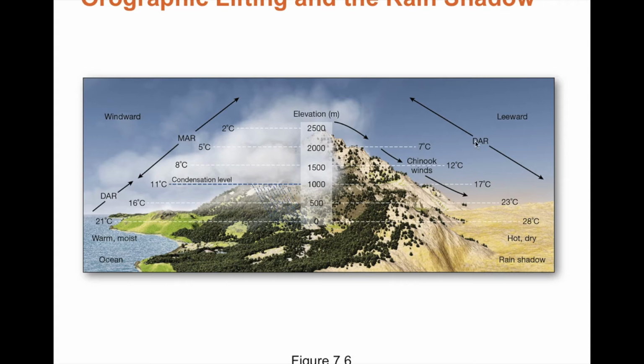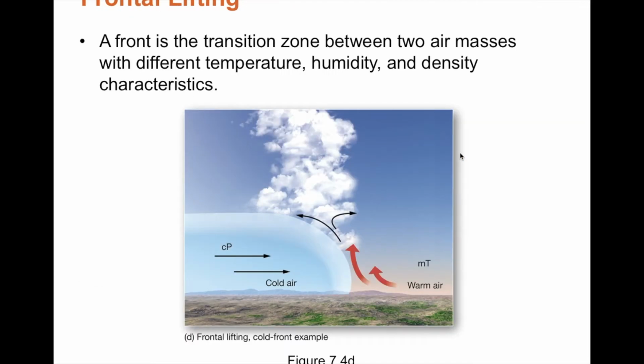On the leeward side is where you get the rain shadow effect, and there are actually places like in South America, over the Andes Mountains, which is one of the driest areas in the world due to this rain shadow effect.